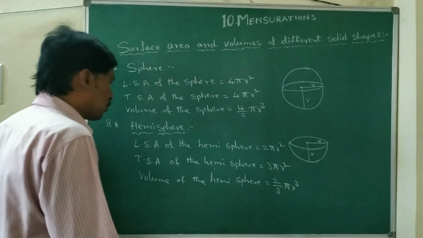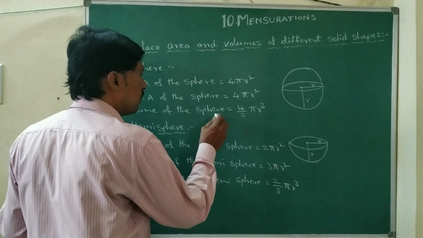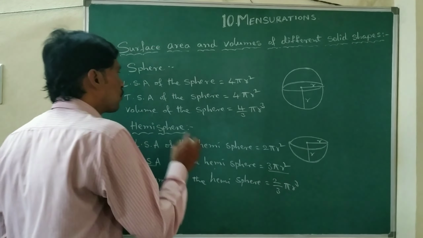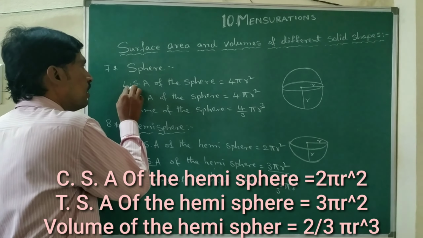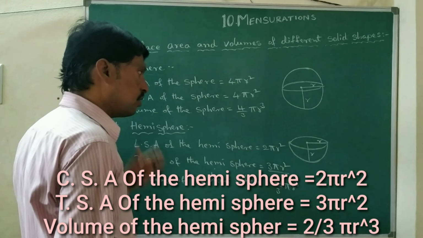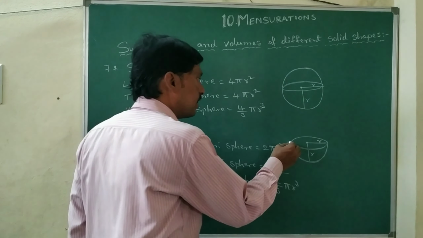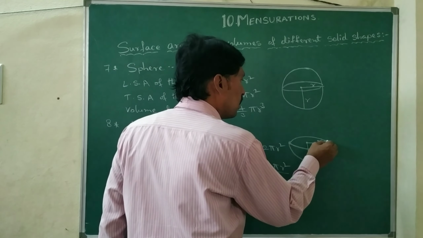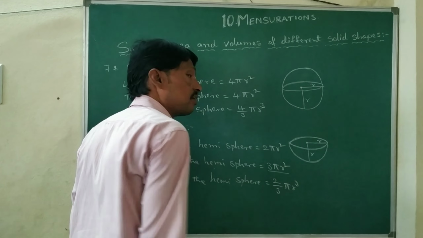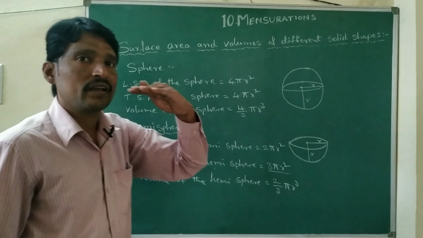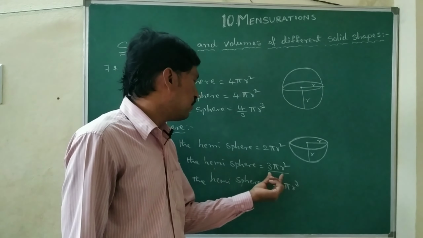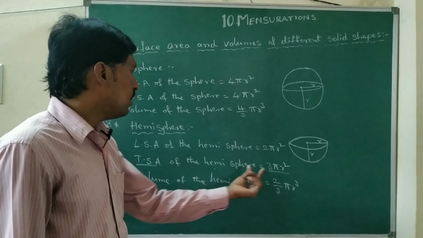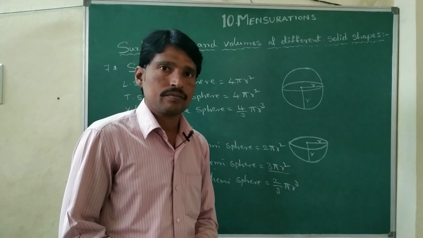So here TSA of the hemisphere we got is 3 pi r square, but for the sphere LSA and TSA are both the same. Why is it so? Here it has one circular edge, so the top we can take, that is the circular one. That's why we are getting TSA as 3 pi r square.